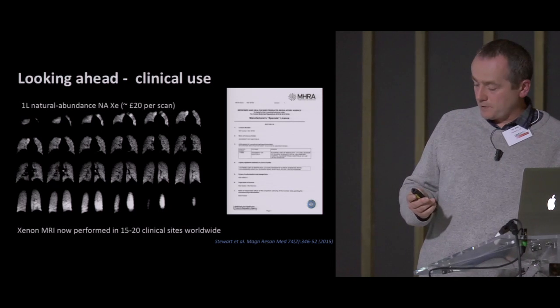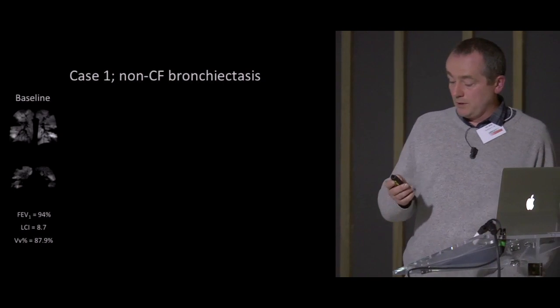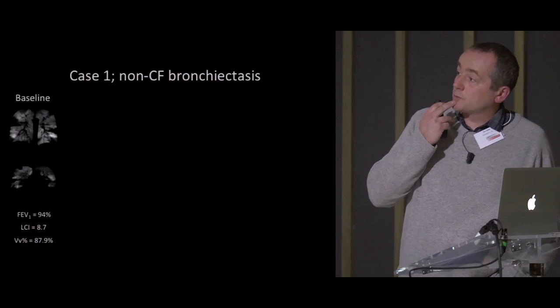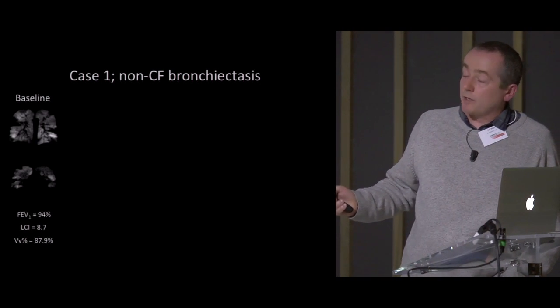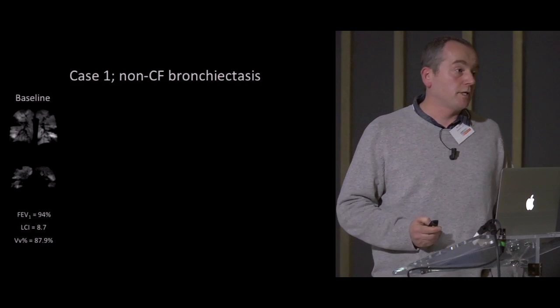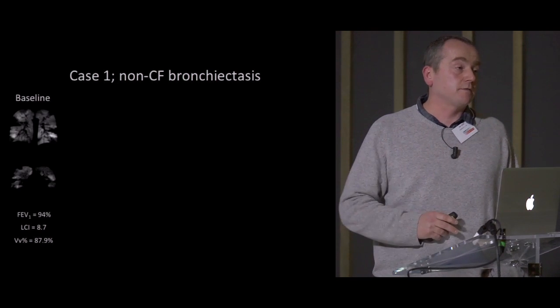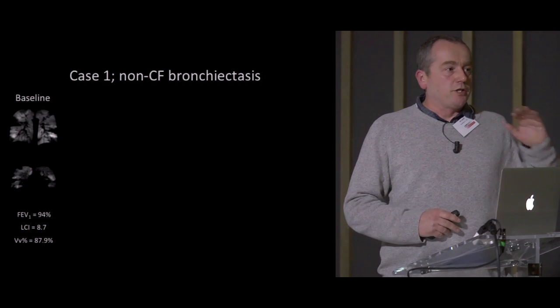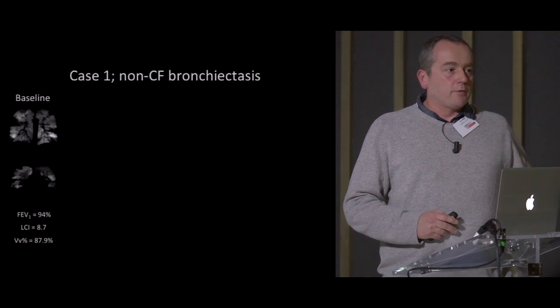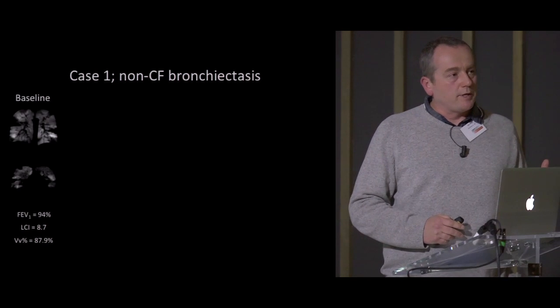And this is our first patient that was scanned. This was a patient from the Children's Hospital. She had non-cystic fibrosis bronchiectasis. She was an elite athlete. She is an elite athlete. She's a 13-year-old runner. She looks very healthy. She knew that her lung function was going down. Her exercise capacity was going down.